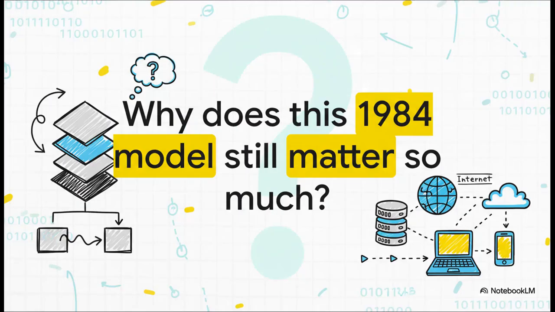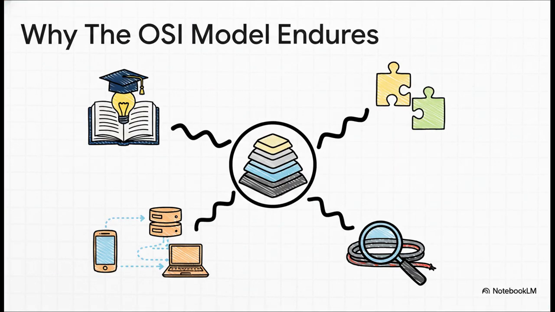And that leads to a really good question. If the internet actually runs on the simpler TCP/IP model, why on earth do we spend so much time learning this 7-layer OSI model from 1984? Why does it still matter? The answer is simple. It is the ultimate diagnostic and educational tool. It gives everyone a universal language.